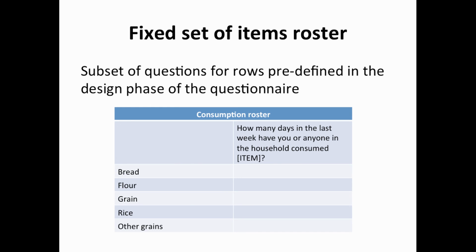Unlike the dynamic rosters discussed previously, the rows of a fixed set of items roster are predefined in the design phase of the questionnaire. The fixed set of items roster is commonly used when there's a set of standard items where you have the same subset of questions to ask about each item on the list. For example, imagine that you have a set of commonly consumed household food items, and you would like to collect information on the average number of days a week that the household consumes each item.